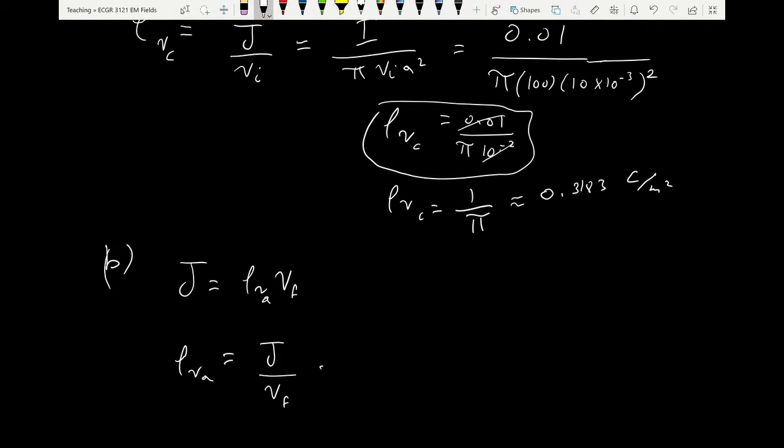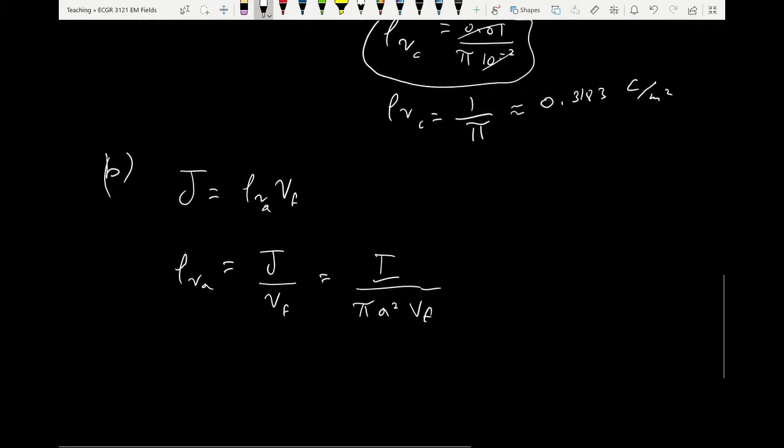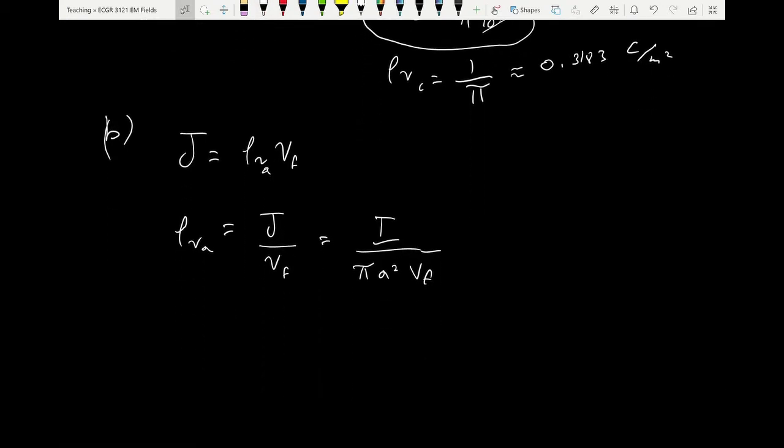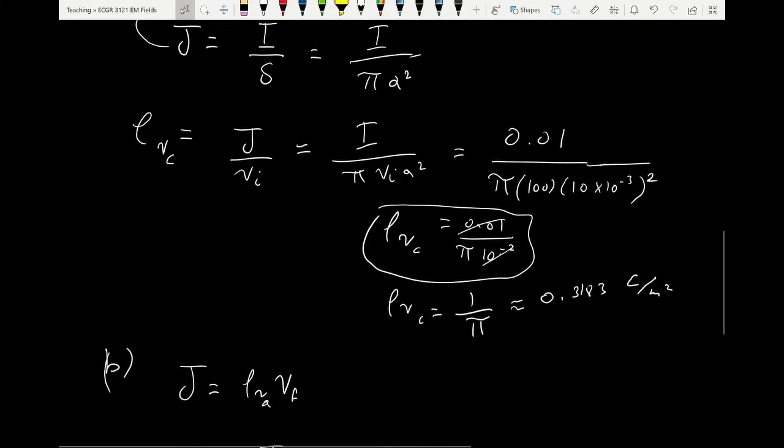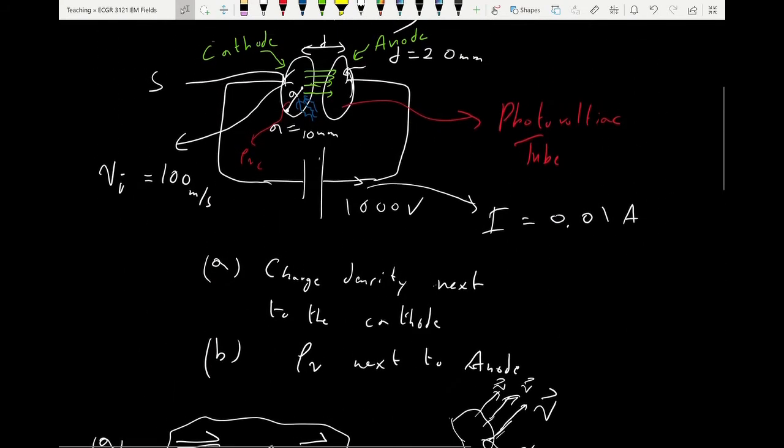We know what J is. J is I over pi a squared VF. So we know I, we know pi, we know a squared, we don't know VF. We have to calculate VF, the final velocity, and VF can be calculated from Newton's laws, right? Because we know what the force is. We know that each electron leaving the cathode is going to feel an electric field. What is the electric field? Right? We said the voltage.